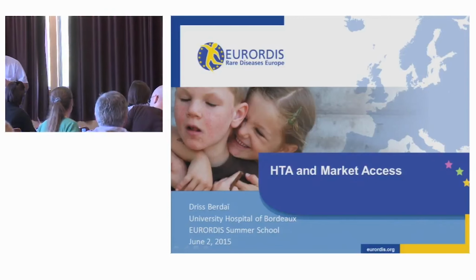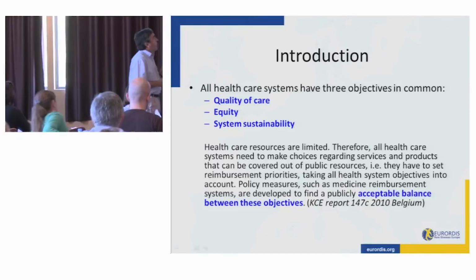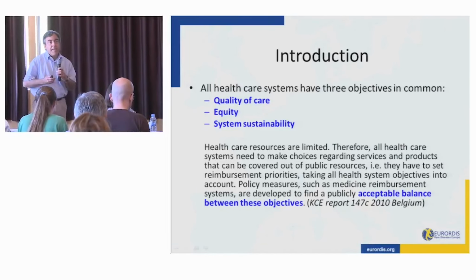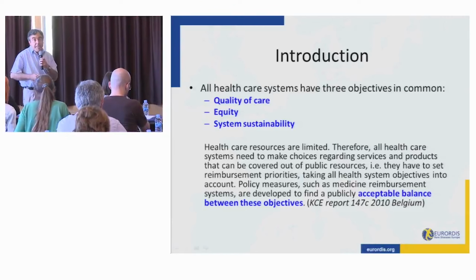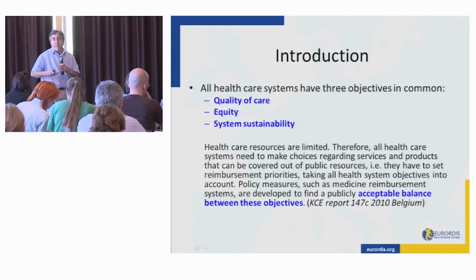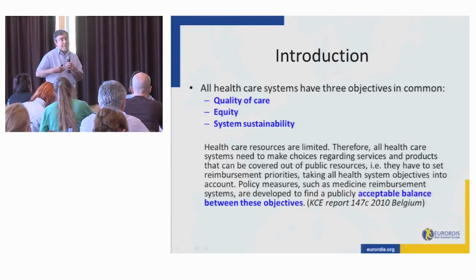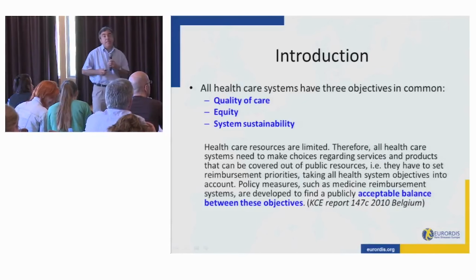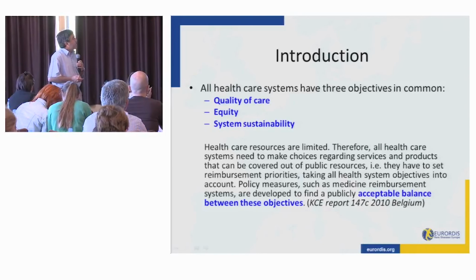Starting with generalities, as we all know, all healthcare systems have 3 main objectives. Of course, to provide care of quality, whatever is meant by care, to ensure equity, and system sustainability, which is in fact the affordability. The care we pay for should be compatible with our means, which is something more and more relevant with time. And we have to find an acceptable balance between these objectives. And this is one of the main objectives of HTA systems.